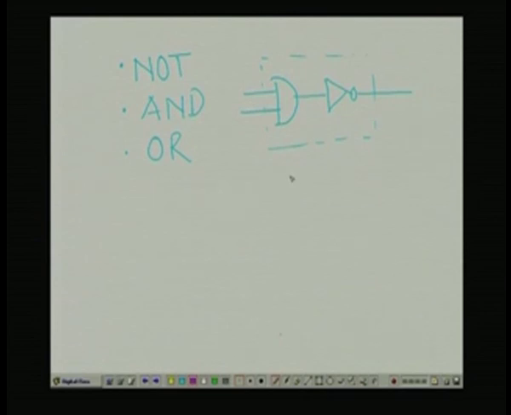the 2 input NAND. This notation, the small circle, always means that it is inverted, that this is my A dot B complement. So, this is my NAND gate, and it is normally represented as NAND.